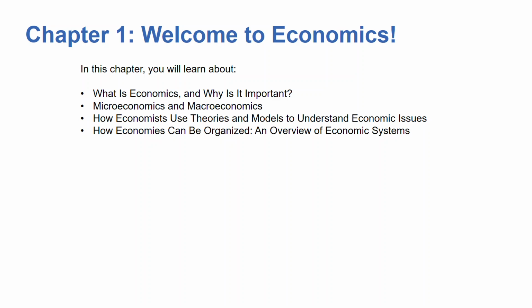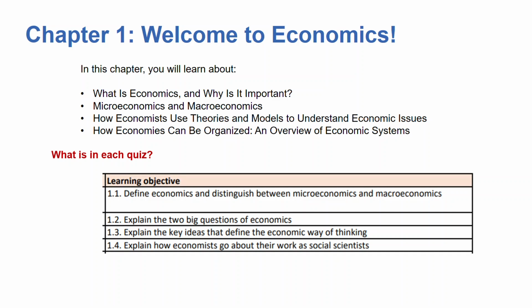And when you take the quiz, you're going to get something very similar, but not exactly the same. For example, the first is define economics and distinguish between microeconomics and macroeconomics. That looks like both point one and two in the text, and indeed it is for the most part. So what you're going to find out in the quiz is you're going to be given a question. Question number three is going to be explain the key ideas that define the economic way of thinking.